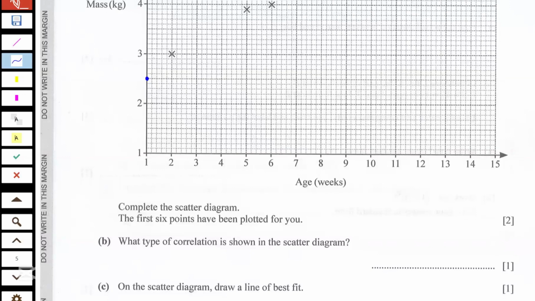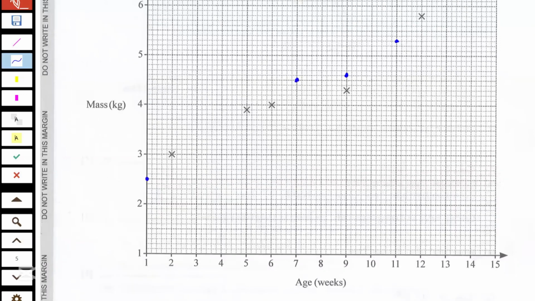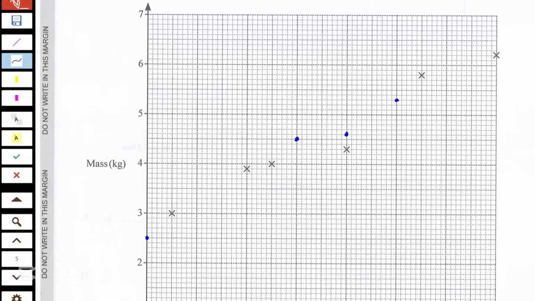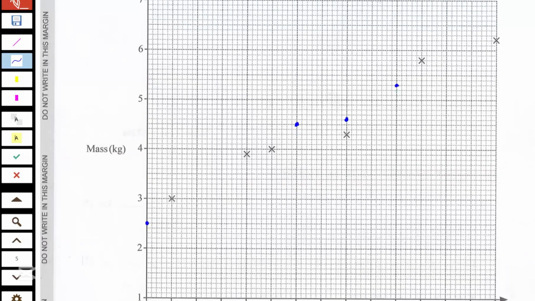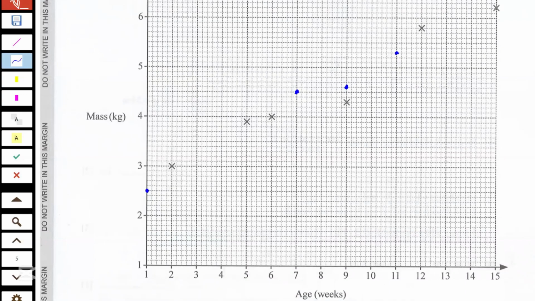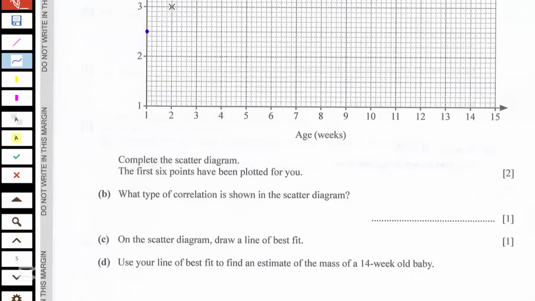Now, the next question says, question B, what type of correlation is shown in the scatter diagram? Now, from the points and from the graph, it's obvious that as the mass is increasing, the age also increases. So the relationship between the mass and the age is as one quantity increases, the other increases. Now, this type of correlation is regarded as a positive correlation. So the answer to question B will be positive.